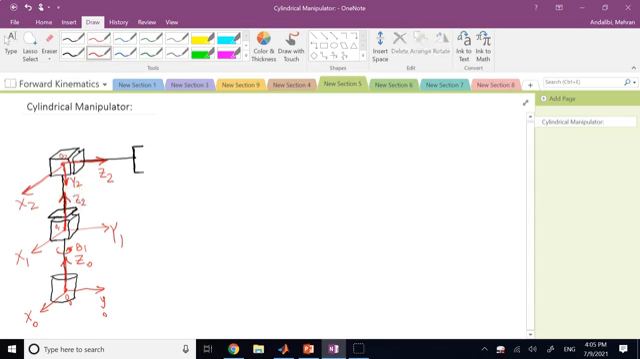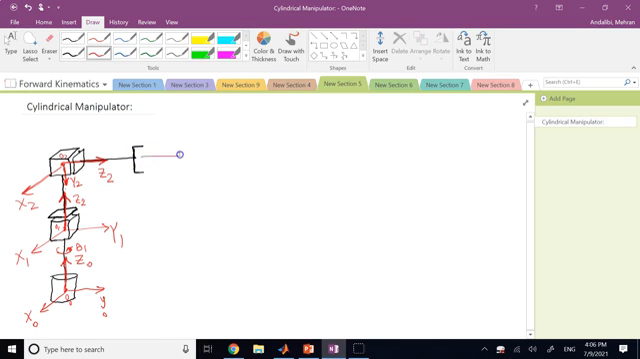Now let's look at the end effector. For the end effector, the direction of X, Y, Z is not really fixed, because here, if you use the NSA approach, then Z has to be the approach direction.